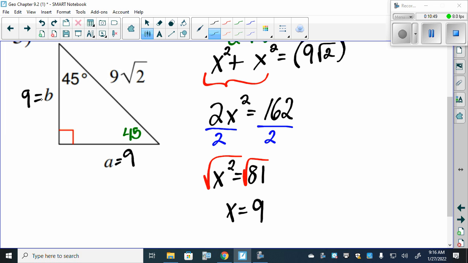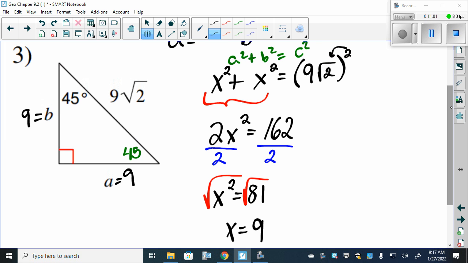So what did we say the hypotenuse was? Well, the hypotenuse in a 45, 45, 90 is always what? The leg times the square root of 2. Okay, well, if the hypotenuse is 9 square root of 2, the legs have to be 9. Because the hypotenuse is the legs, the sides that are the same, times the square root of 2.